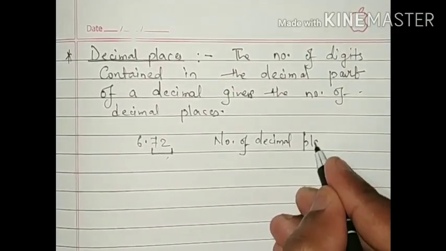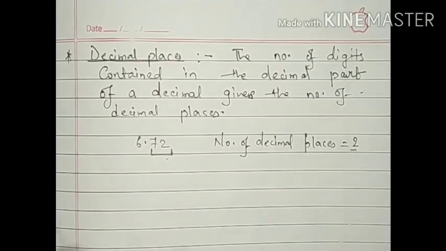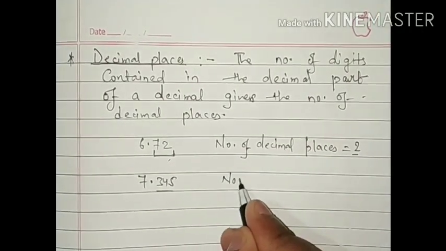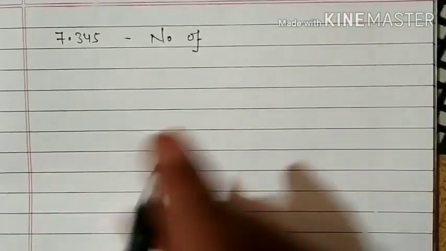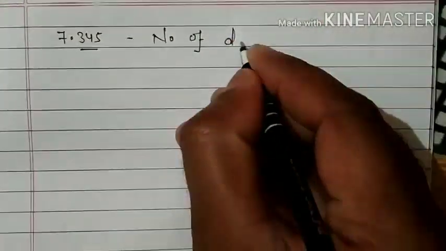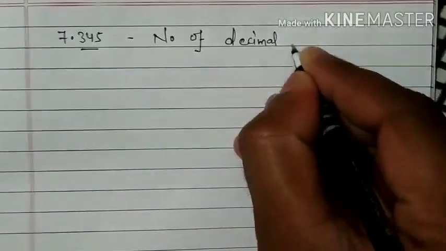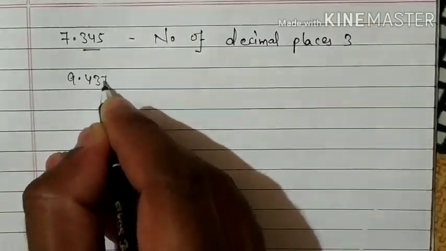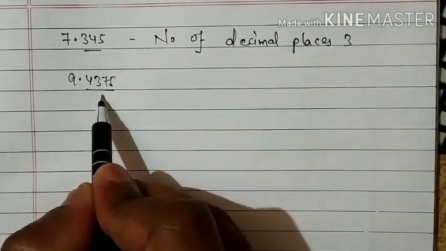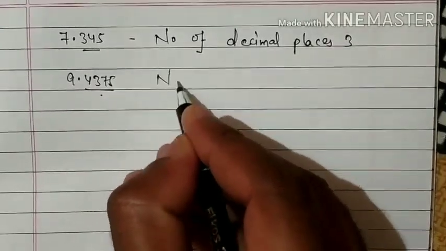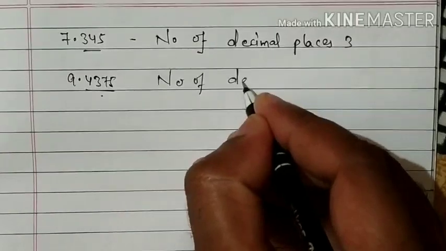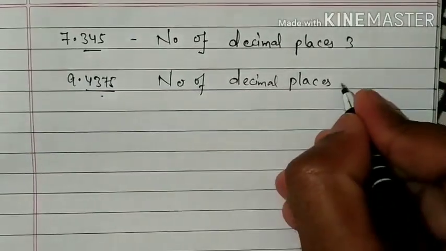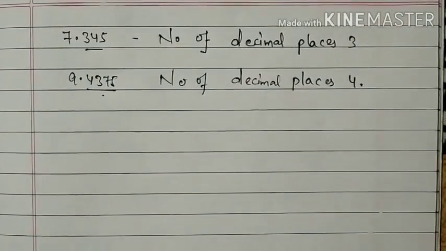Number of decimal places will be equal to 2. If I say 7.345, how many decimal places? 3. Number of decimal places. 9.4375. We have 4 digits on the right side of the decimal point. So we have number of decimal places is 4. I hope it is clear to all.